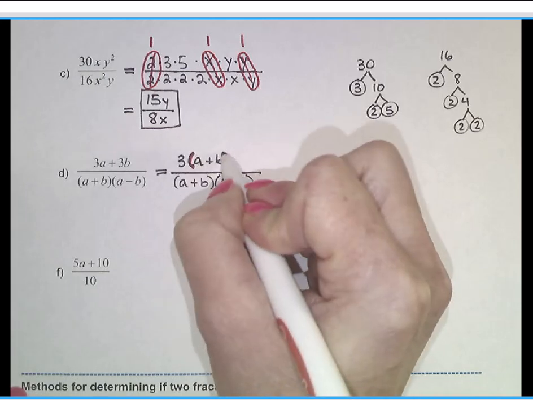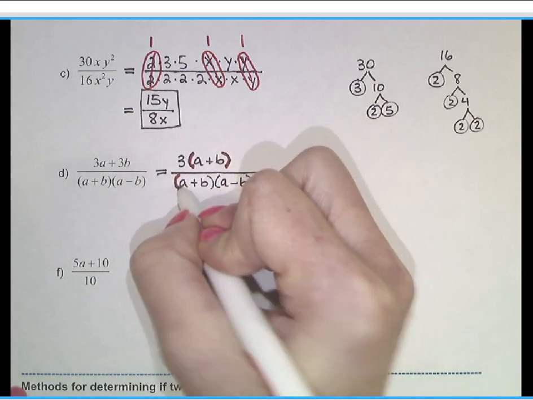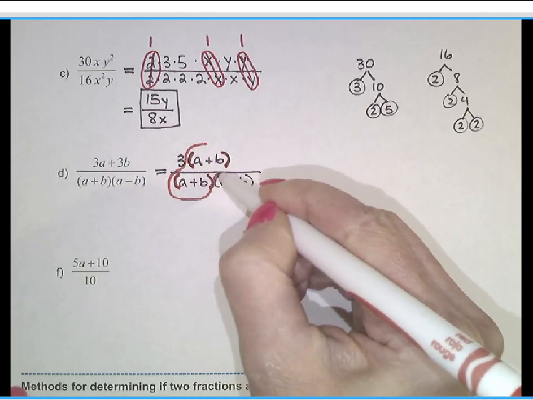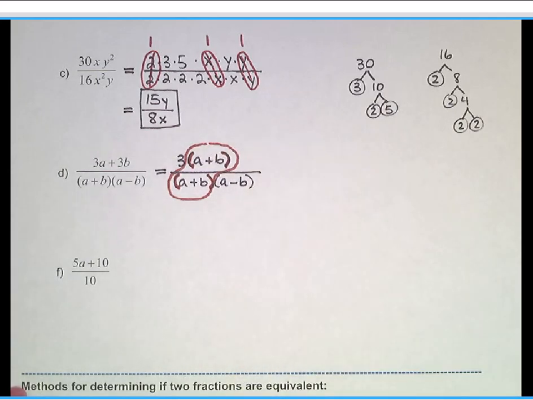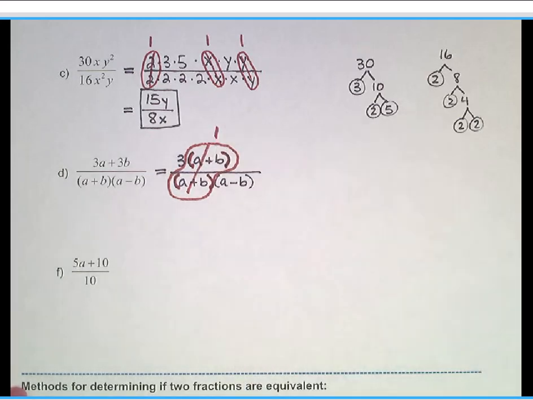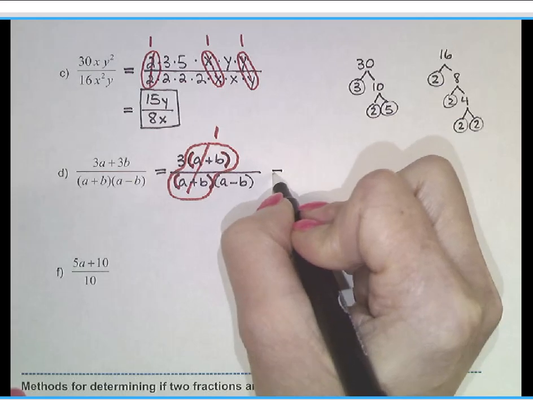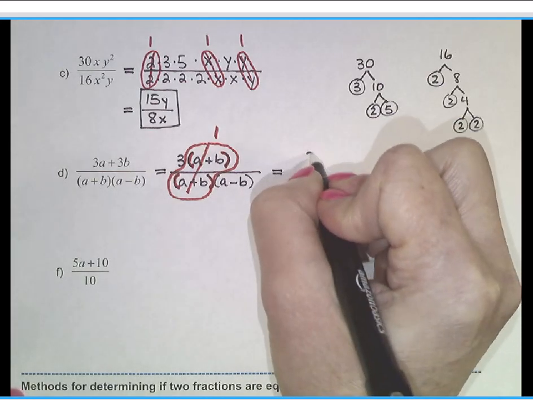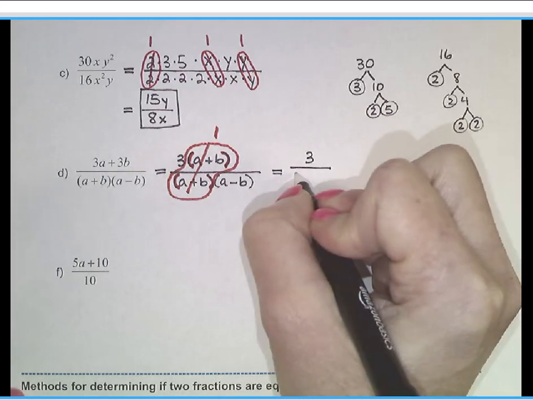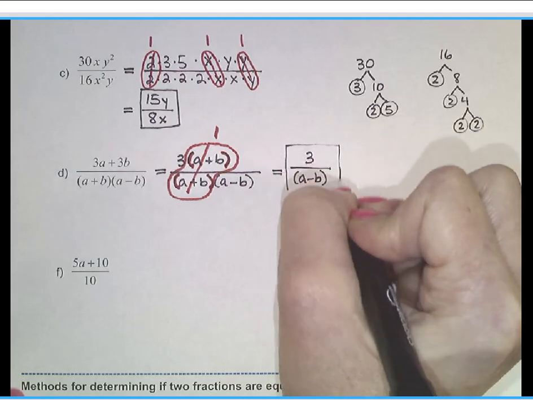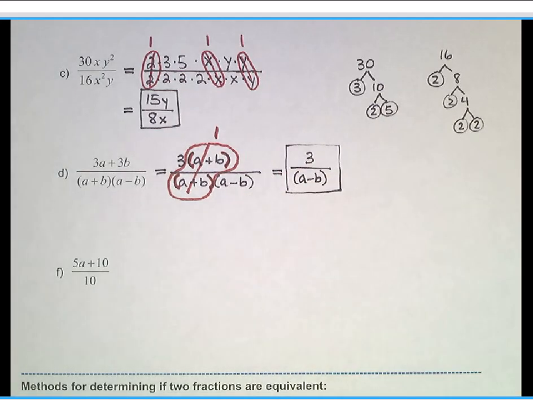So you'll notice we have an a plus b on the top and we have an a plus b on the bottom. So just like we had before, a plus b over a plus b, that whole thing cancels and becomes a 1. So what we're left with on the top is just 3 times 1, right, 3. And on the bottom what we're left with is the a minus b. But be very careful when you start getting parentheses involved, it's all or nothing as far as canceling goes.